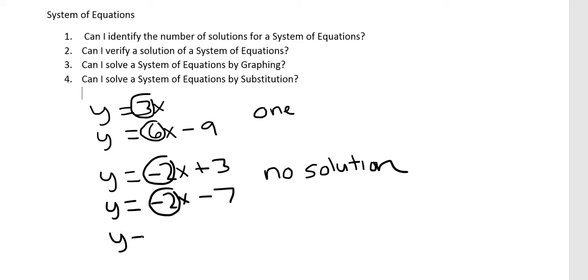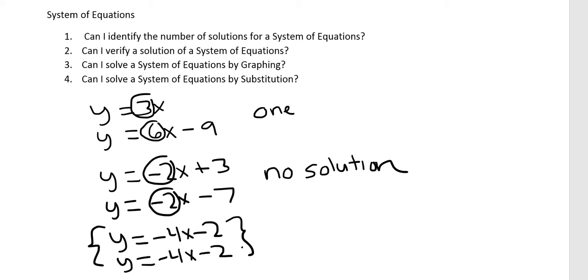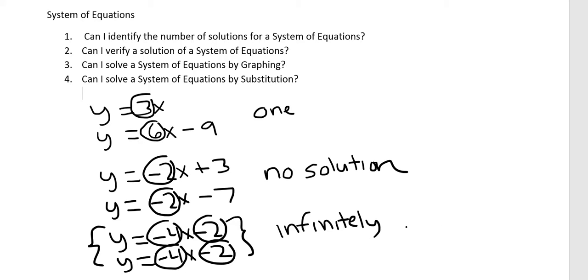If we have two lines, y equals negative 4x minus 2 and y equals negative 4x minus 2, so if this is our system, we can see that these two lines are exactly the same line. They have the same slopes, and they have the same y-intercepts. So we know that if we were to graph both of these lines on the same coordinate plane, they would be crossing each other at every single point. So the number of solutions would be infinitely many solutions.